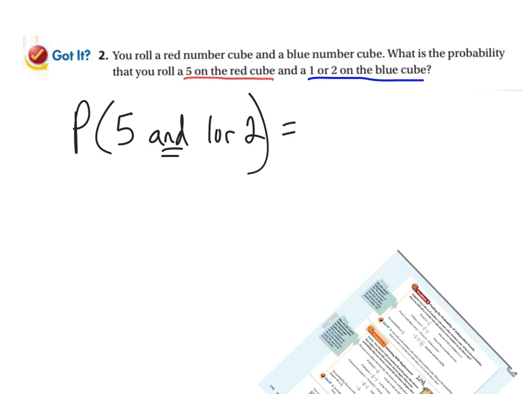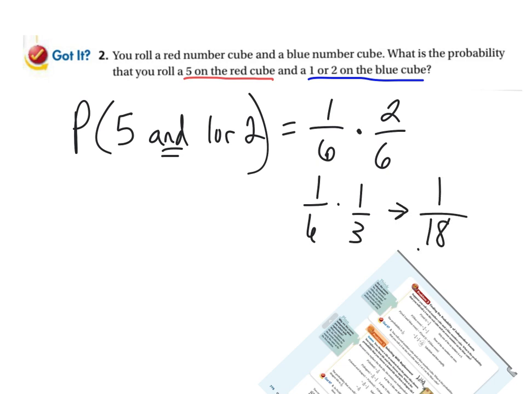So probability of a 5, there's only 1 out of 6 sides that are a 5. And then a 1 or a 2, that gives us 2 options out of 6. We are going to be multiplying these together. Before you multiply, if you want to try and reduce your fractions down, you can. 2/6 reduces to 1/3. And then if we multiply those together, that would be a 1 out of 18 chance.